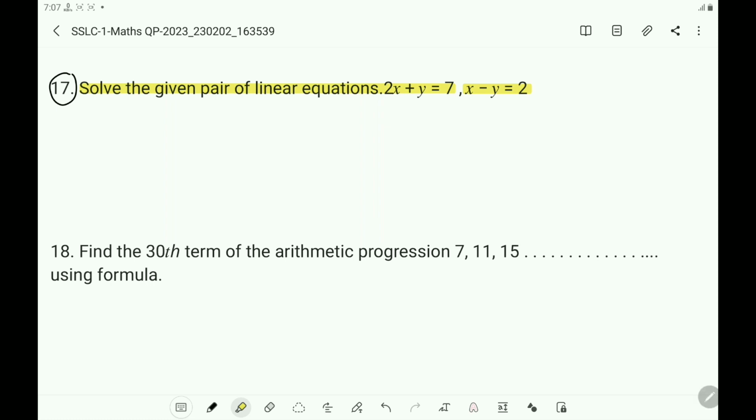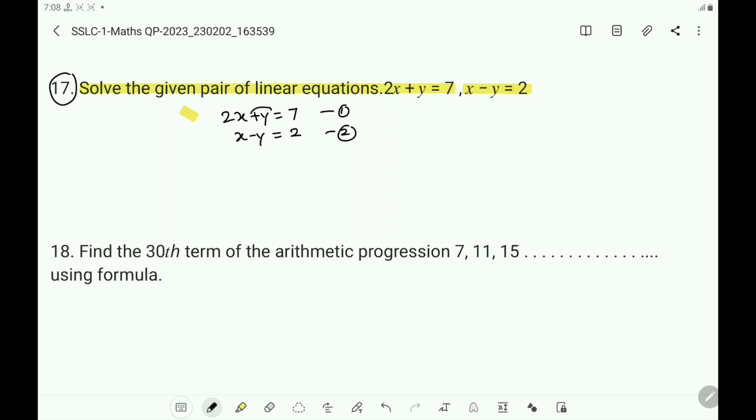So you write 2x plus y equals 7 and x minus y equals 2. Consider this is the first equation, this is the second equation. Now let us find the value of x and y by the elimination method. Here we have to eliminate any one of the variables. To eliminate the variable, the coefficient must be the same.